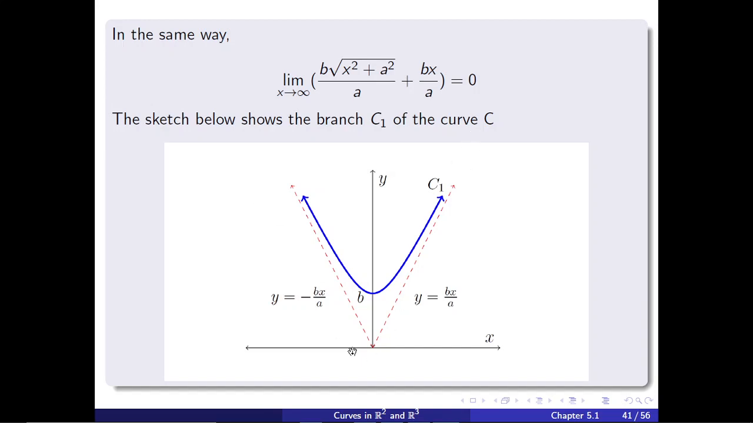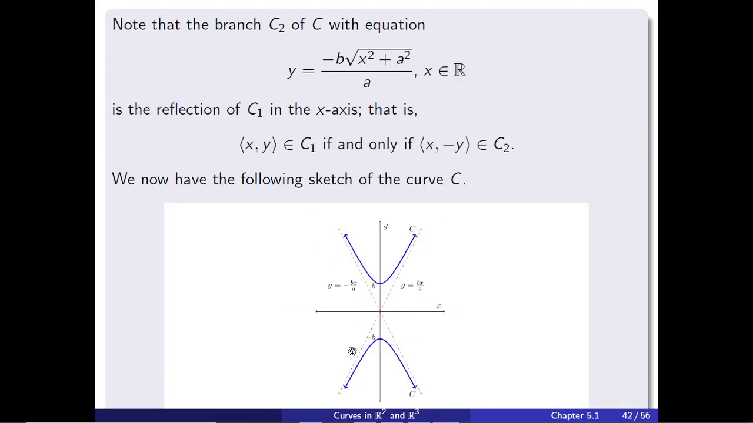Same story for C2. Note that the branch C2, with the negative in the equation, is just a reflection in the x-axis. That is, (x, y) is in C1 if and only if (x, minus y) is in C2. So now we can sketch the graph, and we extend these asymptotes, and then we get the other part of the curve.